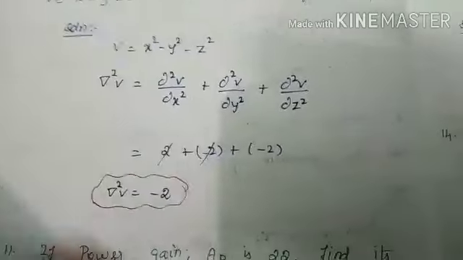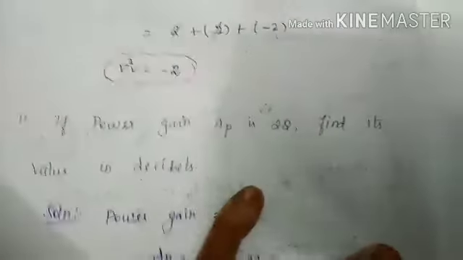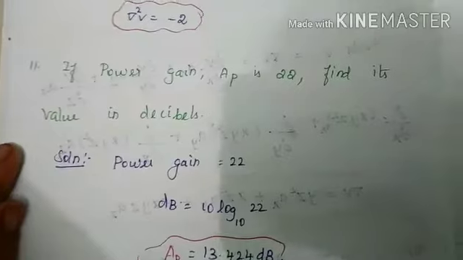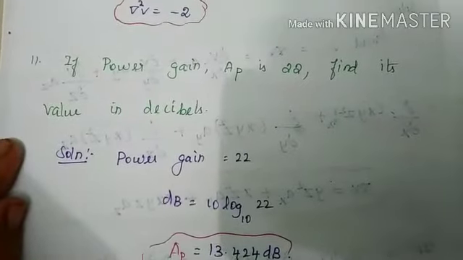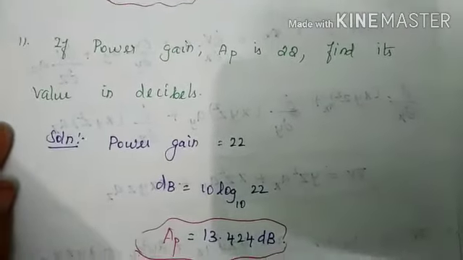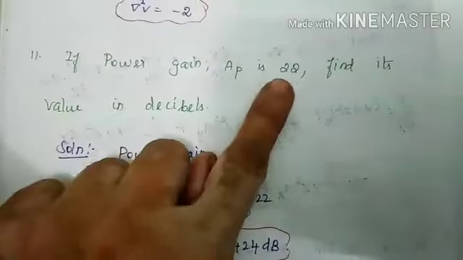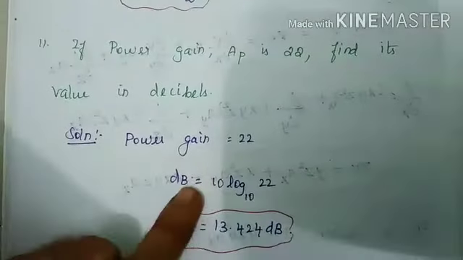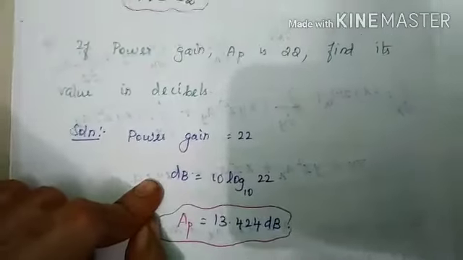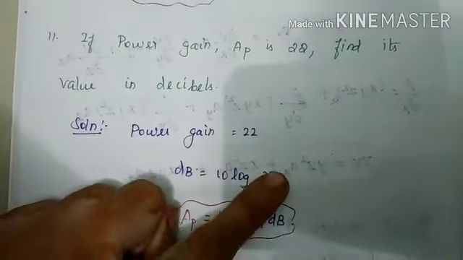Now we will see the next problem, problem number 11. If a power gain is given as 22, find the value in decibels. To convert a power gain to decibels we just have to find the logarithm. So 10 log 10 of 22.